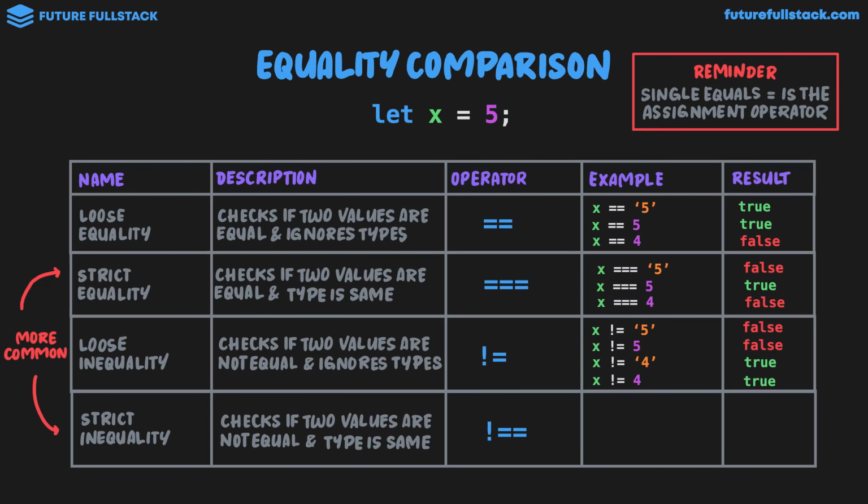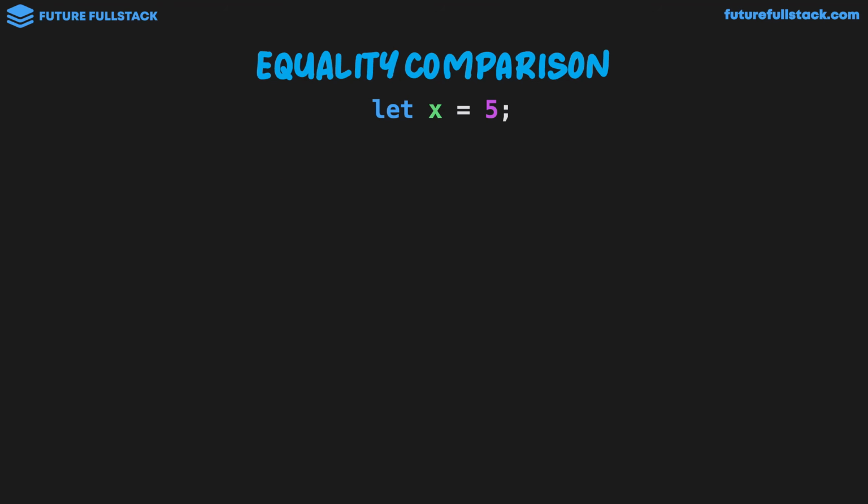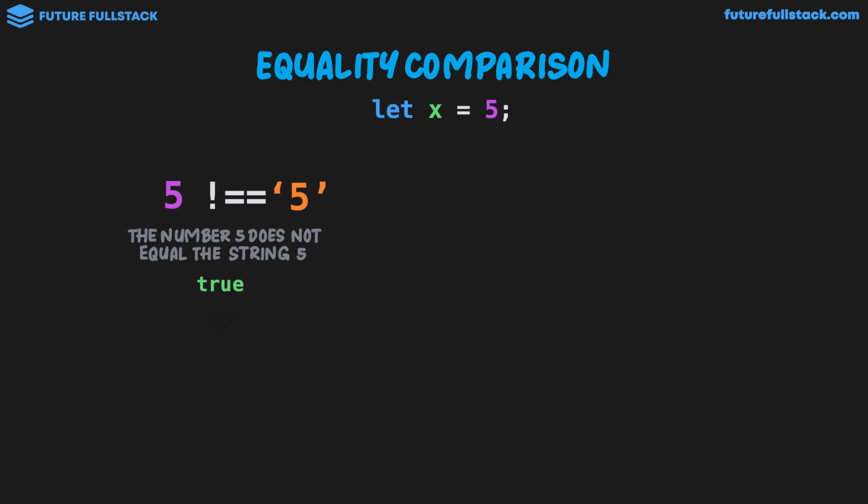So the first example we'll look at is when x is strictly not equal to the string 5. Let's substitute in the number 5 for x. So what this is saying is that the number 5 does not equal the string 5. Because we have a strict inequality, we are interested in the type of values, so type coercion is not converting this to a number 5. Now this statement is true. In simple terms, JavaScript is saying it is true that these are not equal, and they're not equal because one is a string and one is a number type.